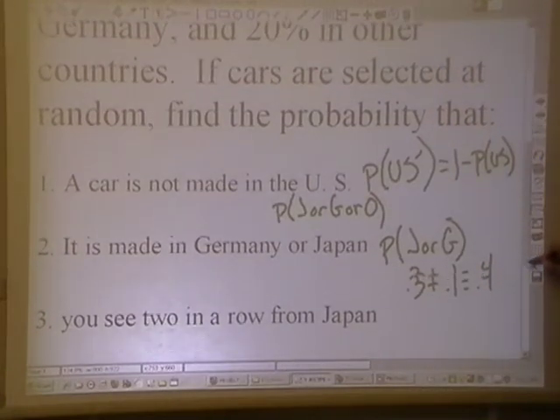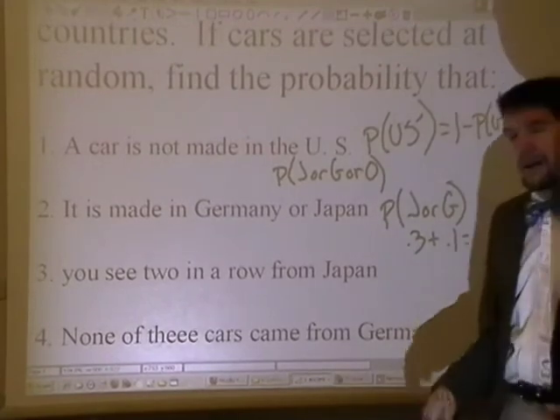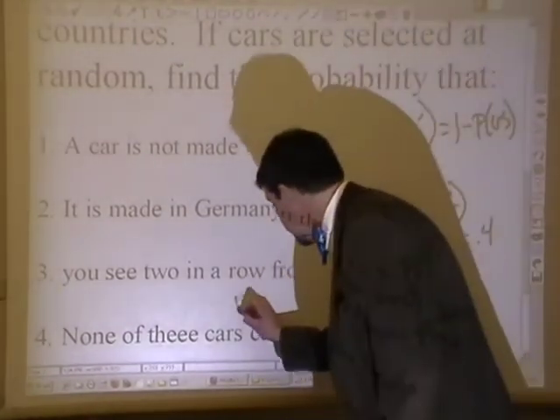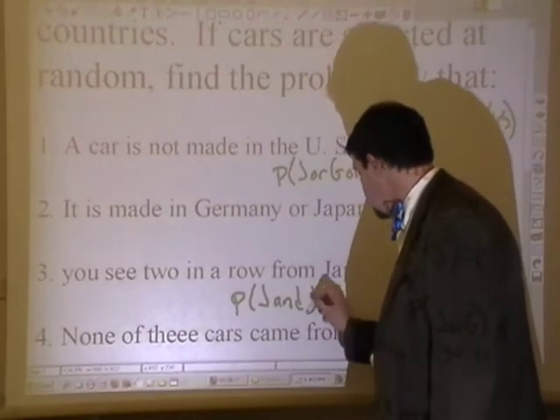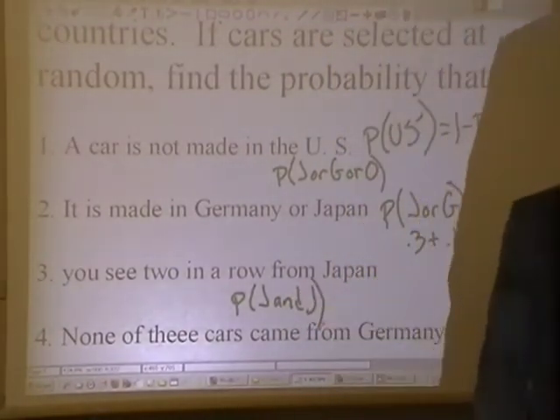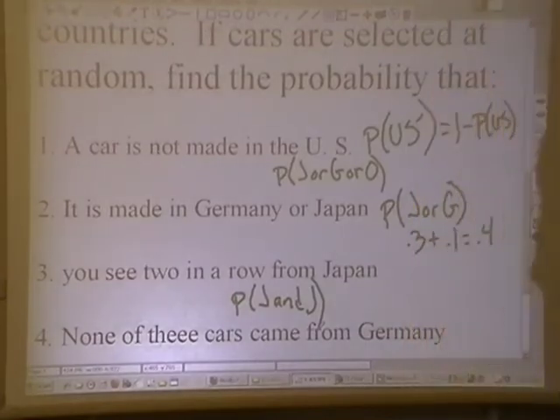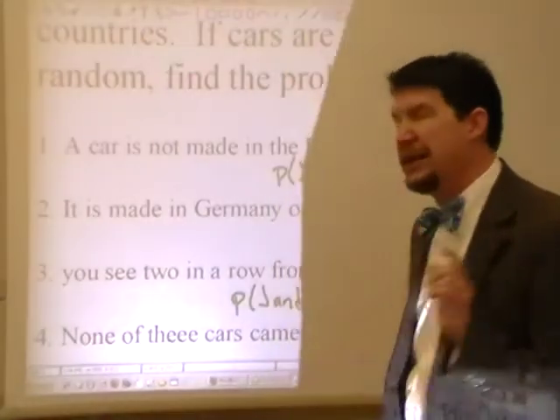All right, you see 2 in a row from Japan. How many events do you have? You've got 2. So I'm going to rate this as a probability of Japan and Japan. And I see the word "and." And my first thought, because I'm wrong, is that, oh, "and" means multiply. No.